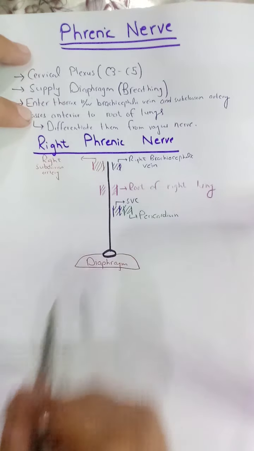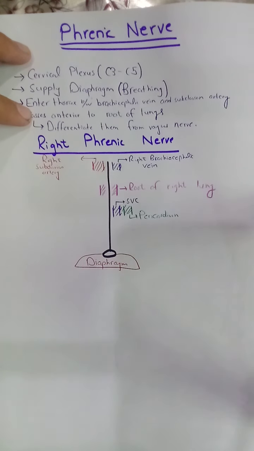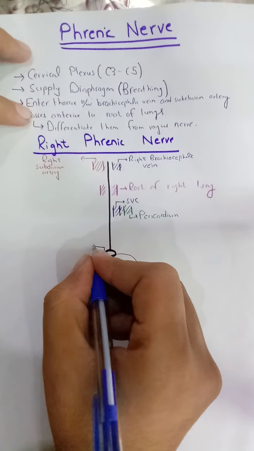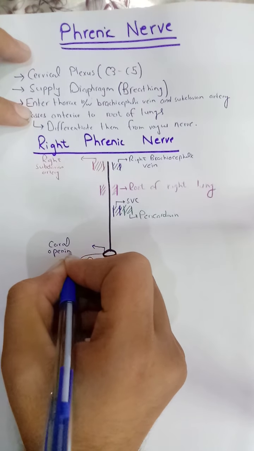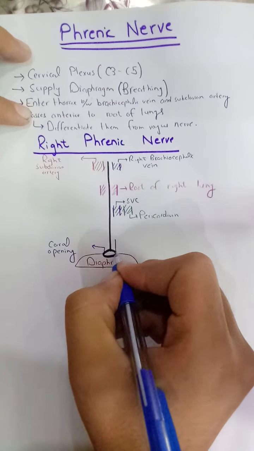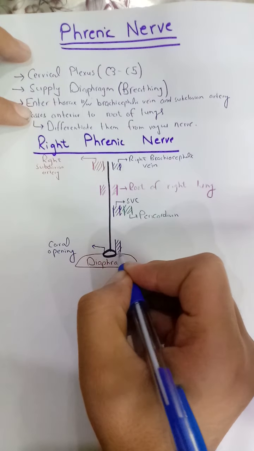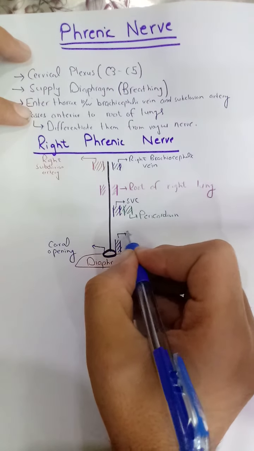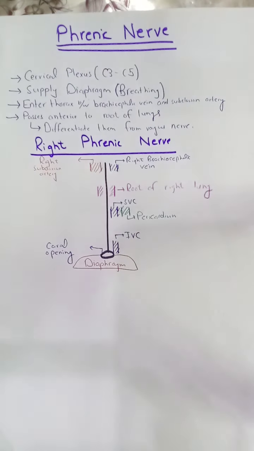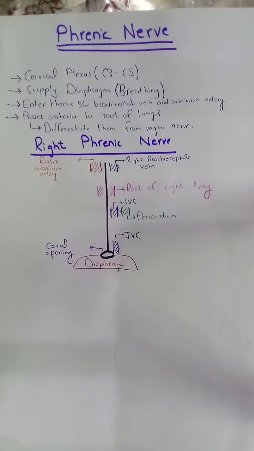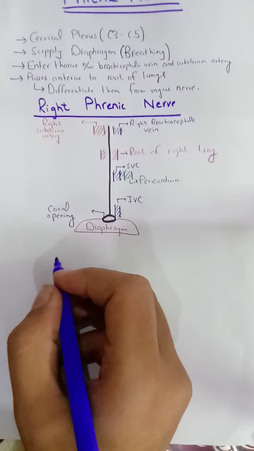Then it will enter through the diaphragm at the caval opening. This is the caval opening in the diaphragm, and here on its left side will be the inferior vena cava, which is moving upward. So this is the course of the right phrenic nerve, and now we will discuss the left phrenic nerve.